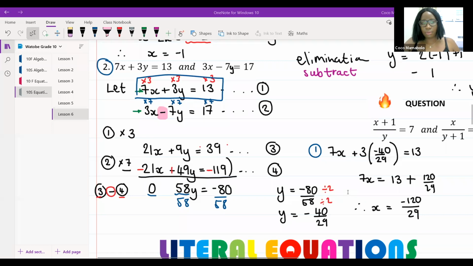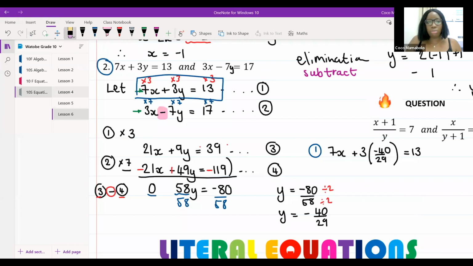Ma'am, can you please explain how to get X again? I don't get the step. Okay, all right. So we're going to do this part over here. Do you see how I've got?